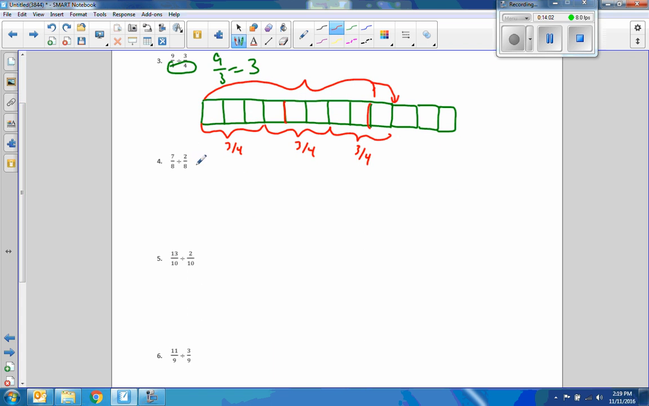Now we have 7/8 divided by 2/8. Our denominators are the same, so it's just simply 7 divided by 2, and that doesn't reduce, but we can represent that as 3 and 1/2.